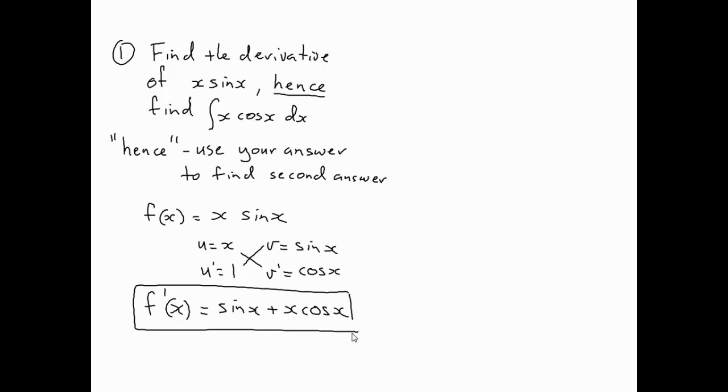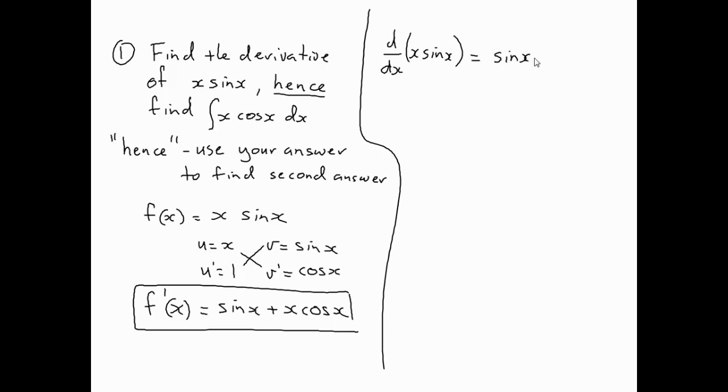Okay, let's start with that to do part 2. What have we just shown? We've shown that the derivative with respect to x of x sine x equals sine x plus x cos x. Now you look at this part of our question and you say we wanted to find the antiderivative of x cos x. So what we're looking for is the antiderivative of x cos x.